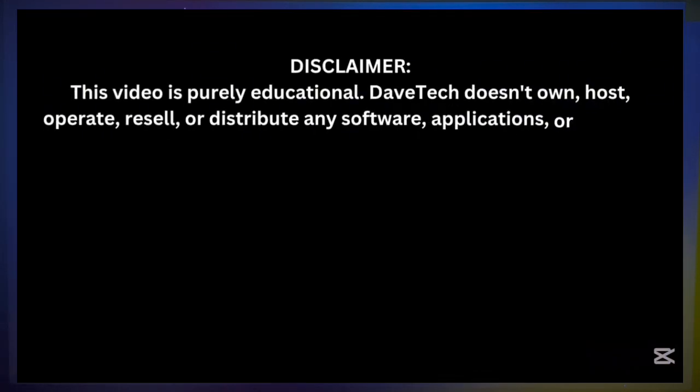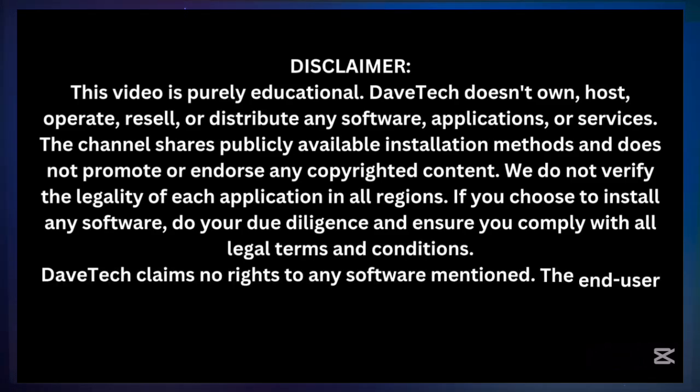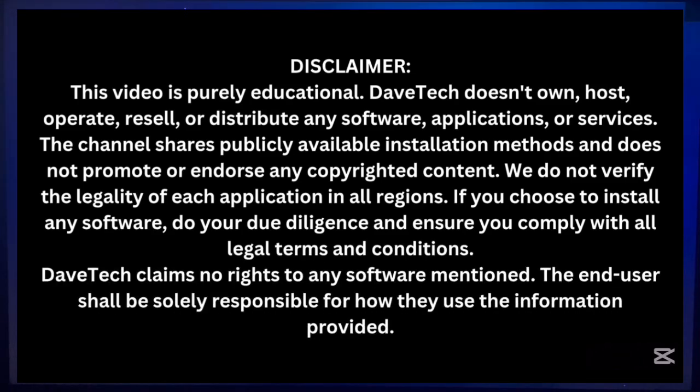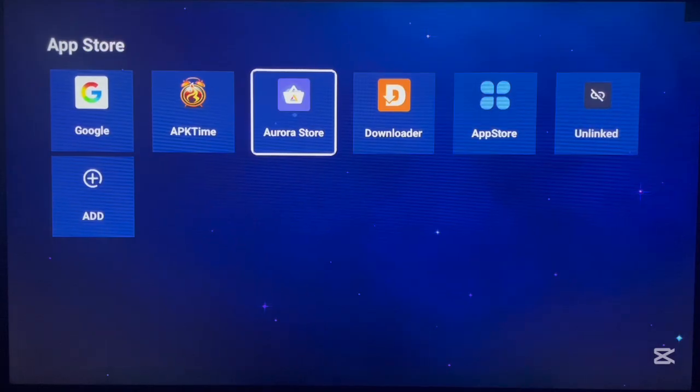So to install this application using Aurora Store, here is what you have to do. The first thing is to go over to Aurora Store. Now, if you don't have Aurora Store, in the description of this video, I've added a link that's going to help you to install Aurora Store to your Android TV. That's the quickest way to install the application. After installing it, all you have to do is just go ahead and launch it.